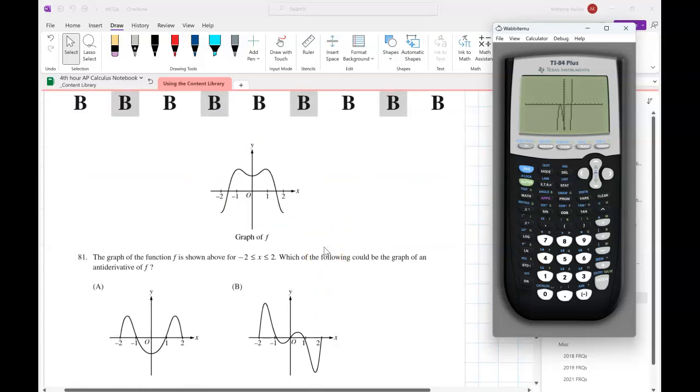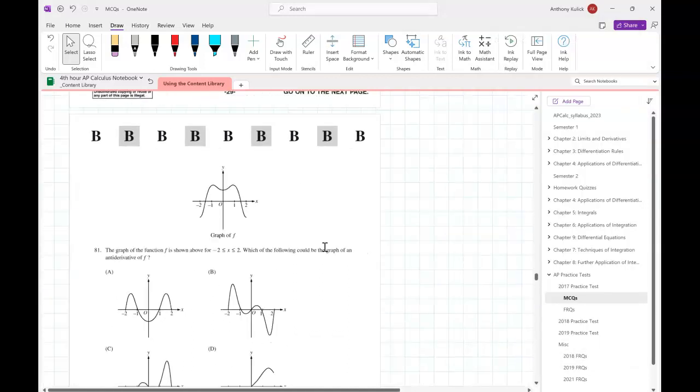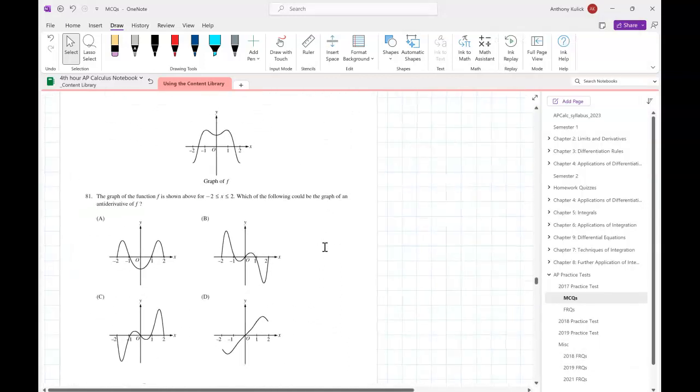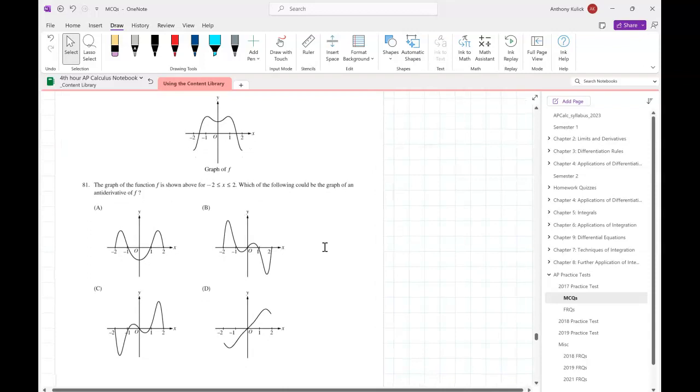All right. 81 was one of the 2 hardest questions based on your correct responses. This, again, your calculator is worthless for this question. Will not help you. So here it says the graph of the function f is shown above for -2 to 2. Which of the following could be the graph of an antiderivative of f?